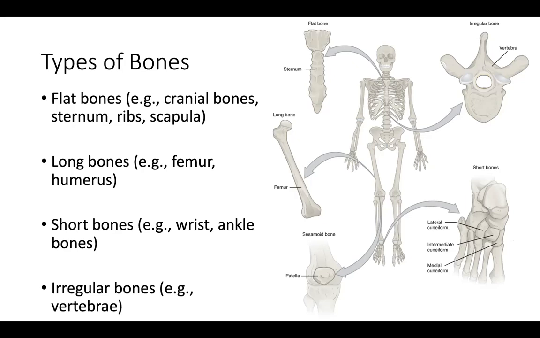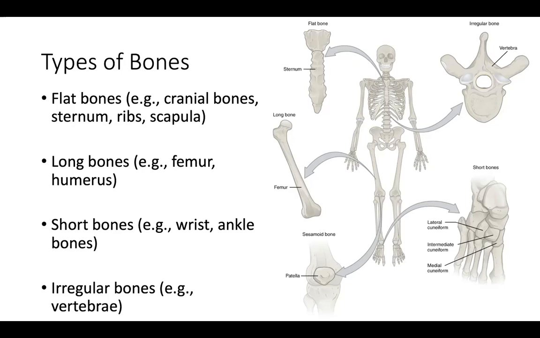So your spine is made up of these really crazy shaped bones. This is one vertebral bone, and it doesn't fit into any other category. There's nothing else you can put it in. There's some flat parts, there's some short parts, some kind of longer extensions. So we consider that irregular.